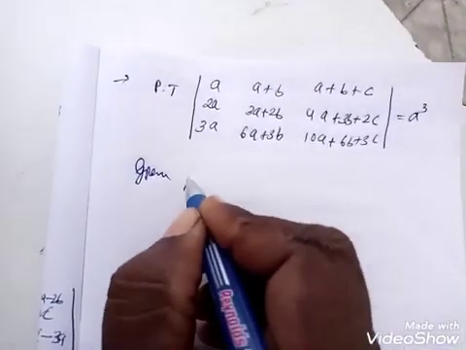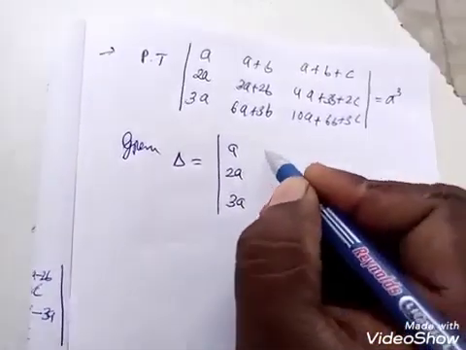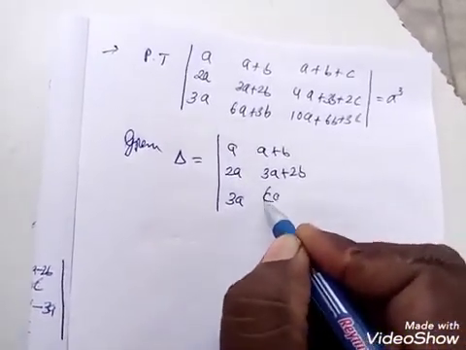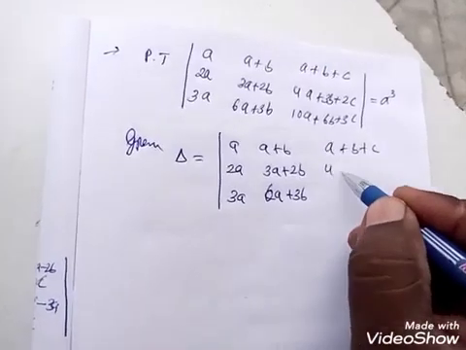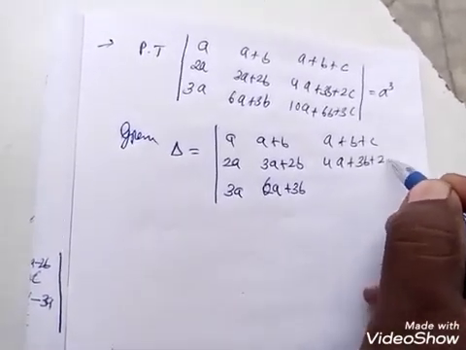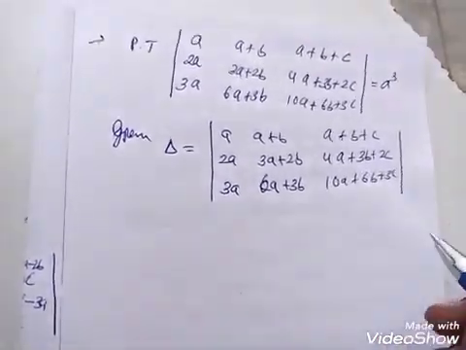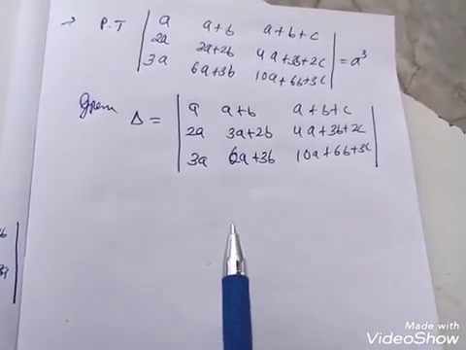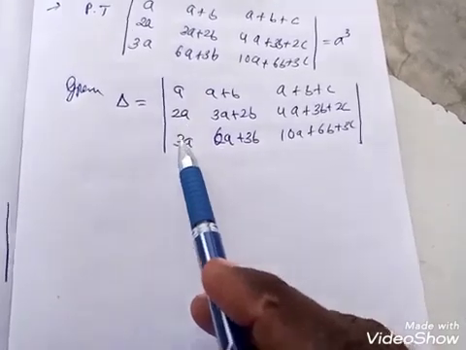First, write what is given. Given delta is equal to, write as it is, a, 2a, 3a; a plus b, 3a plus 2b, 6a plus 3b; and a plus b plus c, 4a plus 3b plus 2c, 10a plus 6b plus 3c. Now we have to go for row operations or column operations. But we have to think whether to go for row or column. Here you can see a, 2a, 3a, which means row operation becomes easy, no?